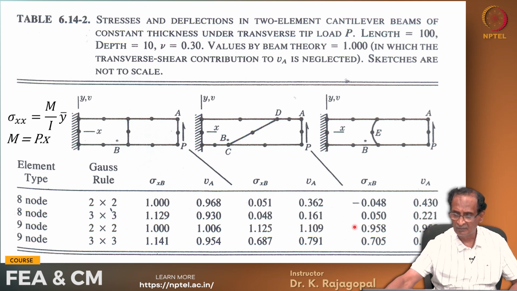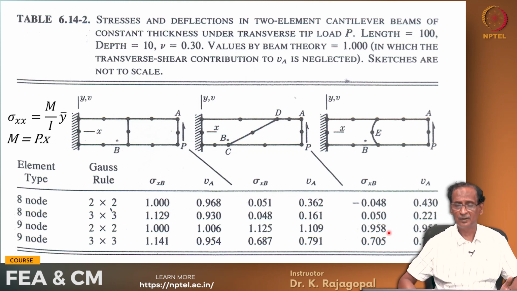Okay. Then this is a curved element, and once again this 8 node element is not able to perform well, whereas the 9 node element with the 2/2 integration is able to reasonably predict. The deflection is 95% of the actual deflection, and the stress is about the same, 95% of the actual. So this I will show through a computer program.